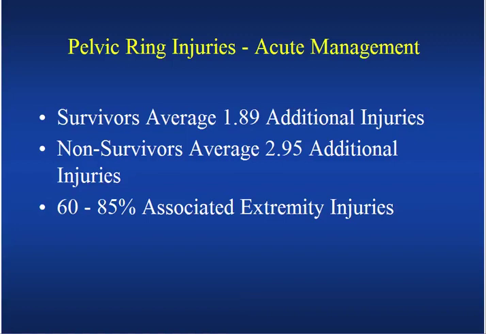Survivors with significant pelvic ring injuries will average up to 2 additional injuries, either orthopedic injuries or other organ system injuries. Non-survivors will have up to 3 additional injuries. And 60 to 80% of patients with pelvic ring injuries will have some associated extremity trauma. So again, concomitant injuries are really the rule rather than the exception.